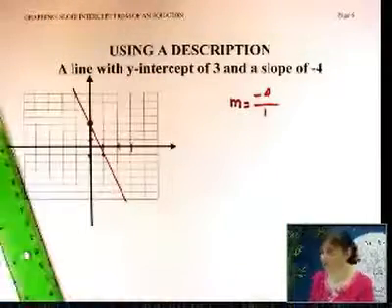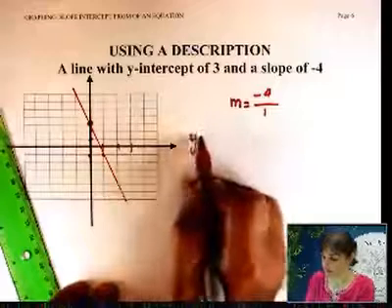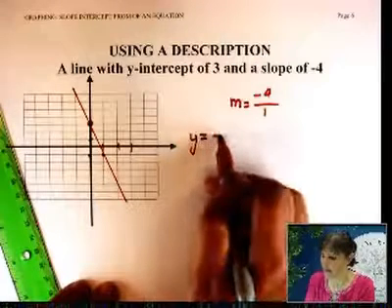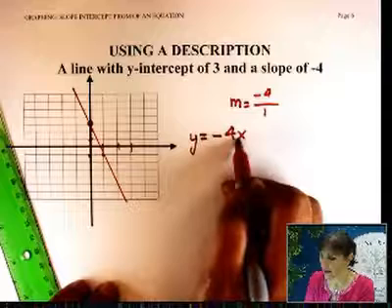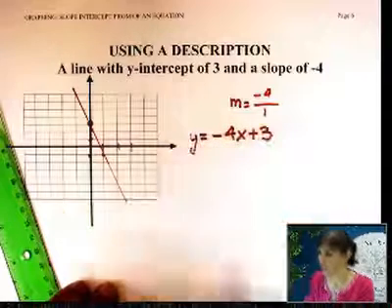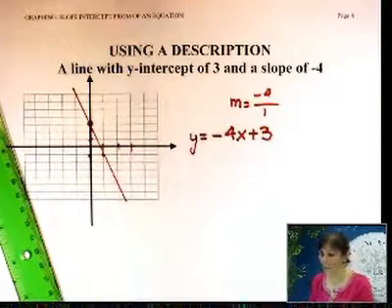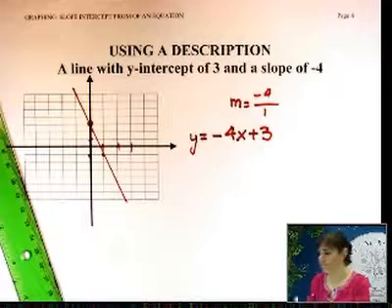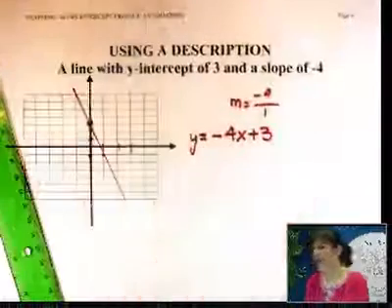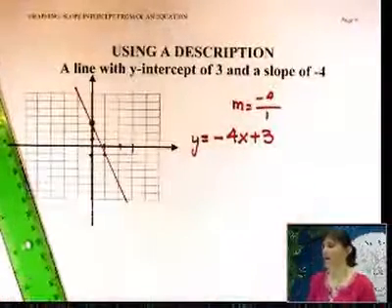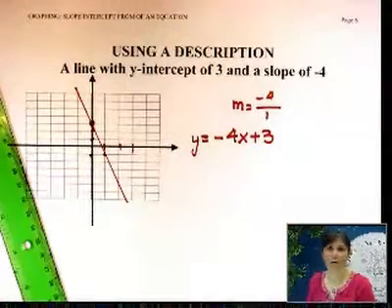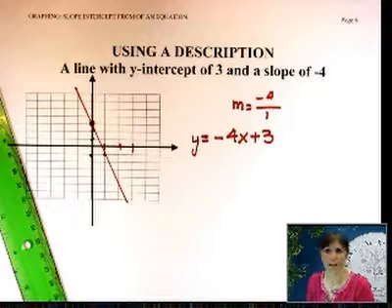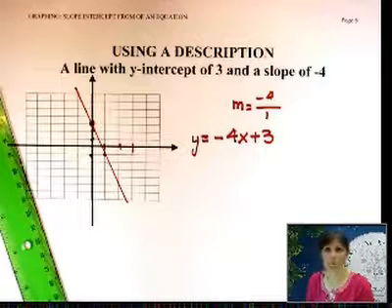What will be the equation? y equals mx plus b, with m negative 4 and b 3. Here's the description, and here's the graph, and here's the equation. So that is actually the end of our section about drawing and manipulating equations that are in the slope-intercept form.